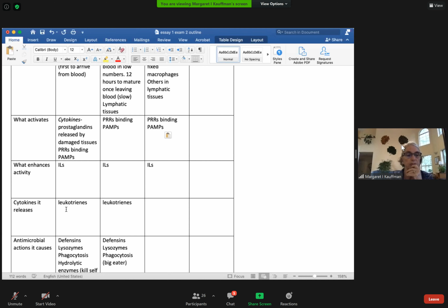So what are cytokines that it releases? Here I'm going to recommend you go into that table. I mentioned leukotrienes, and these cause inflammation. They also act as a chemotactic gradient for the white blood cells leaving the blood and entering into those tissues. But there are more, and so I refer you to that table and suggest that you fill this out.